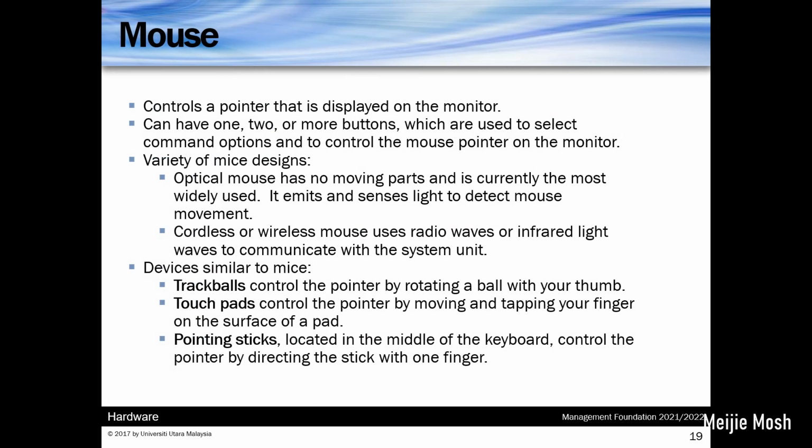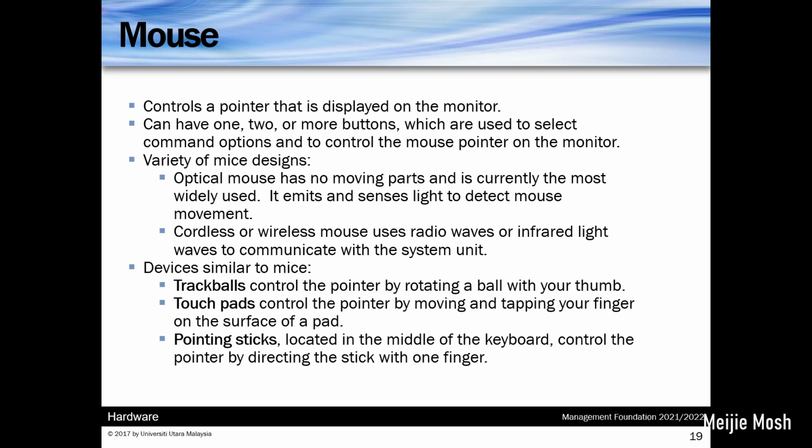Mouse is the most popular pointing device. A mouse controls a pointer that is displayed on the monitor. It can have one, two, or more buttons which are used to select command options and to control the mouse pointer on the monitor. There are a variety of mouse designs, such as the optical mouse, which has no moving parts and is currently the most widely used. It emits and senses light to detect mouse movement.